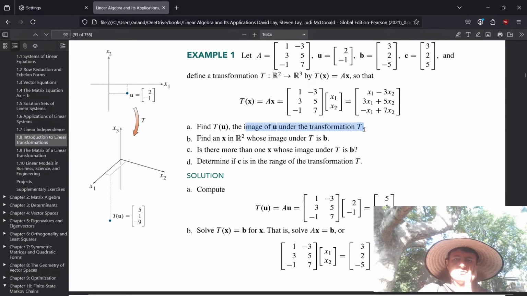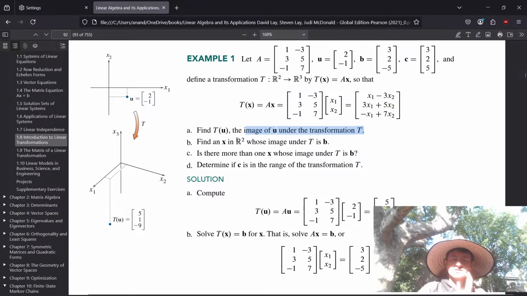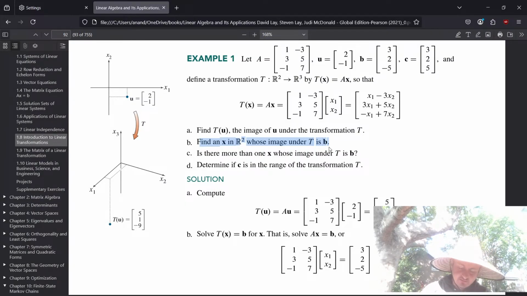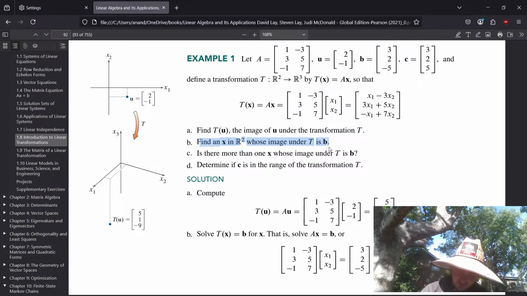Okay, so the image of u. Okay, so we did that. I just did that by myself. Find an x in R2 whose image is b. Okay, so we're looking for a linear combination of the columns that equals b. So we can do our normal augmented matrix thing and row reduce it, right? So 1, minus 3, 3, 3, 5, 2, minus 1, 7, minus 5.